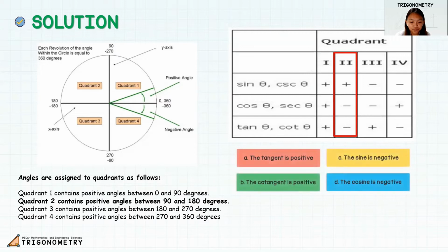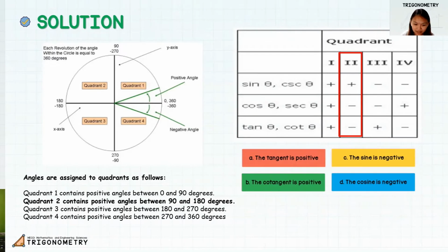Then we can start eliminating the answers. The tangent in quadrant 2 is negative. Therefore, we have to eliminate letter A. The next one, cotangent in quadrant 2, is negative, so we have to eliminate letter B. Next, sine in quadrant 2 is positive. Therefore, we have to eliminate letter C. Which leaves us with the last choice, cosine is negative, and the table proves it to be correct also.